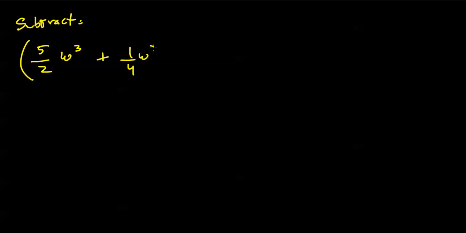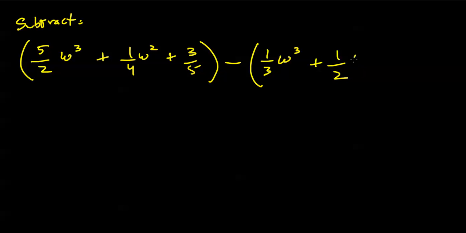Let's try one a little more difficult. Subtract the following polynomial expressions. Now we're going to have a lot of fractions here, so hang on. 5/2 w cubed plus 1/4 w squared plus 3/5. That is a trinomial of degree 3. And from that trinomial, I'm going to want to subtract 1/3 w cubed plus 1/2 w squared minus 1/5.